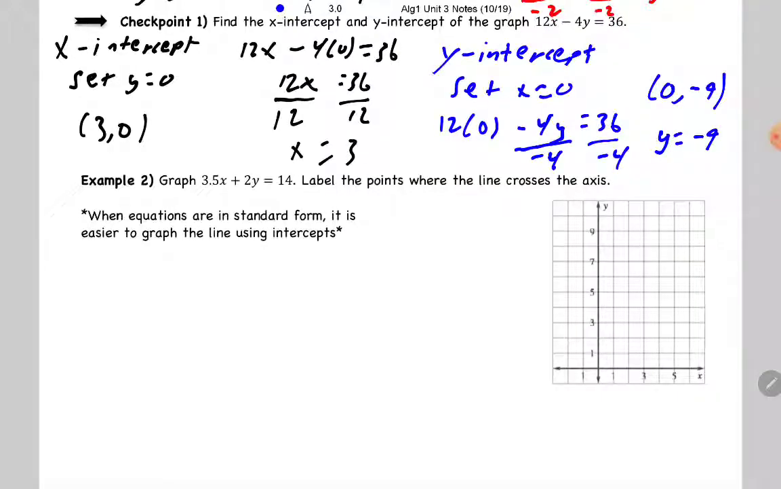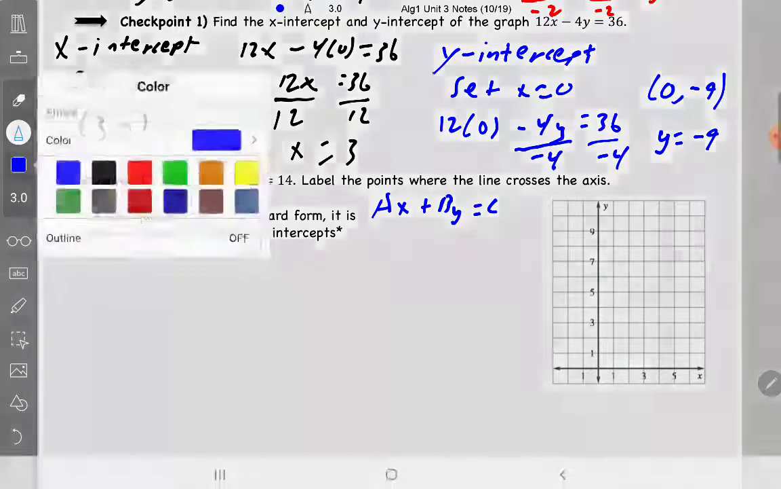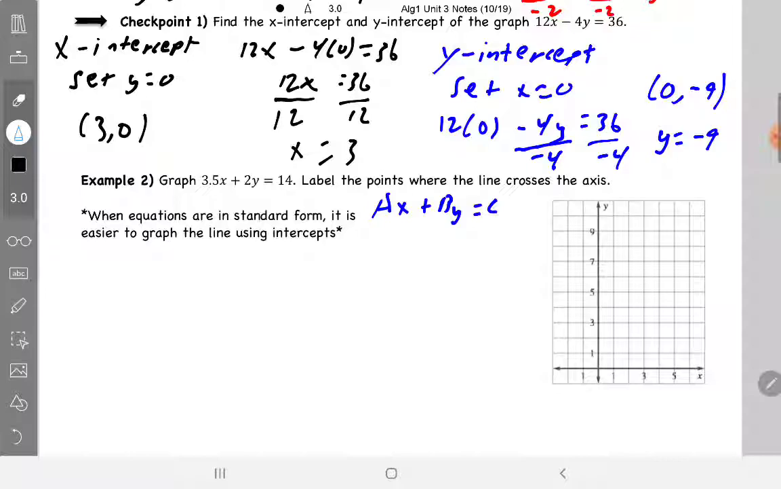So example 2, graph 3.5x plus 2y equals 14. Label the points where the line crosses the axis. So normally we make a table, but in this case it's in standard form. So remember, standard form is ax plus by equals c. So that's the form that we're in now, and it's easier to use intercepts to graph this. And I'll show you how.